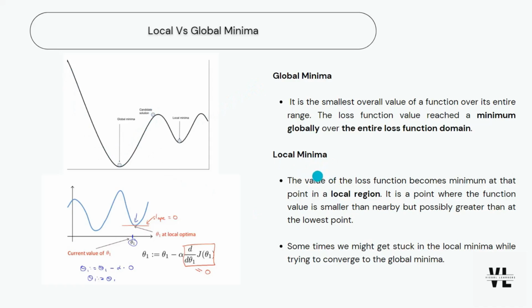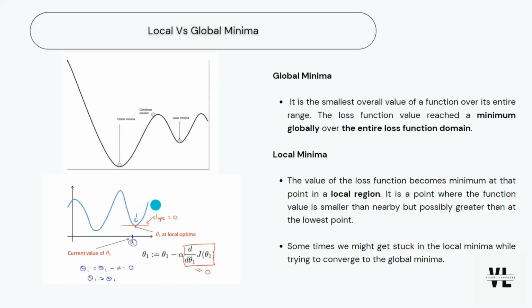But a local minima is where the value of the loss function becomes minimum at that point in a local region, and it's a relative minimum but not a global minimum. It is a point where the function value is smaller than nearby but possibly greater than the lowest point. So it's basically greater than the lowest point.